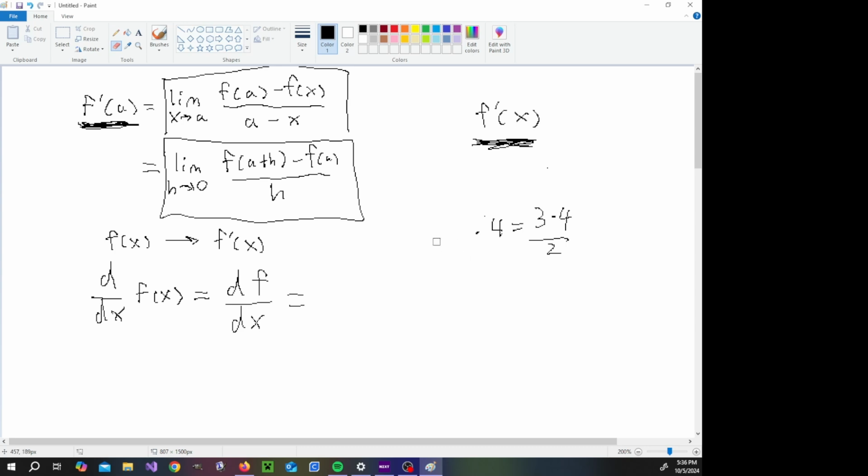Now, another notation that we write is this big D f, which stands for the derivative or differentiate. So that's something worth saying: differentiate means take the derivative of.